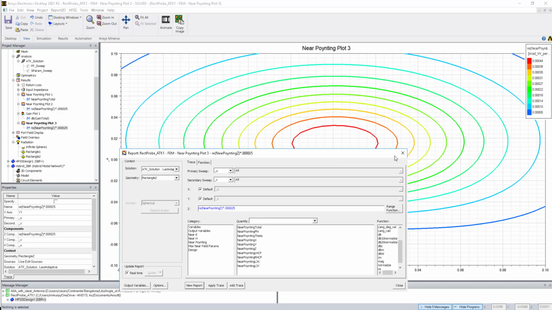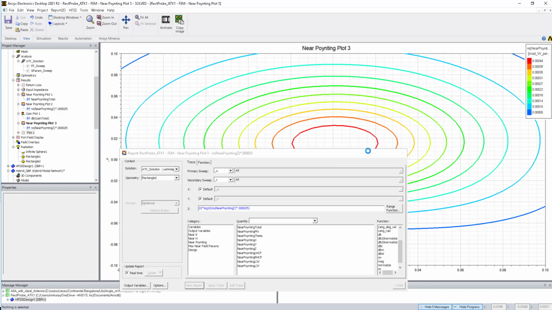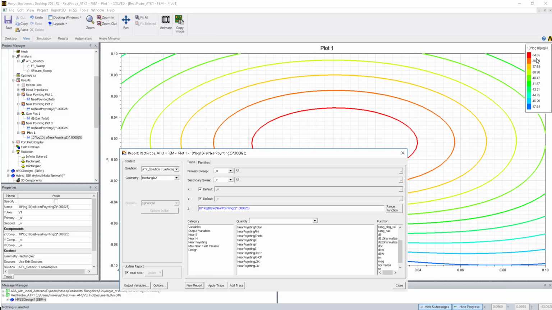You also have an option if you want to see it in dB, that we can do too. Just put 10 into log 10 to the base of the real part of that. So we are just converting that into dB, and click new report. You will see that now you are seeing about 34 dB power at this location from the antenna.